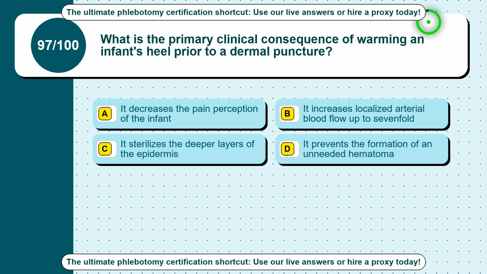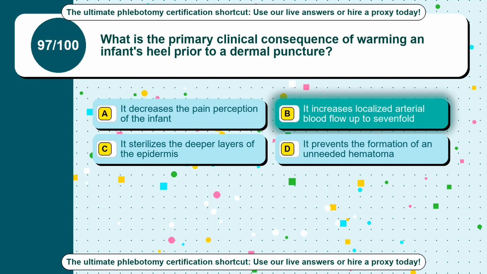Question 97. What is the primary clinical consequence of warming an infant's heel prior to a dermal puncture? Option A, it decreases the pain perception of the infant. Option B, it increases localized arterial blood flow up to 7-fold. Option C, it sterilizes the deeper layers of the epidermis. Option D, it prevents the formation of an unneeded hematoma.